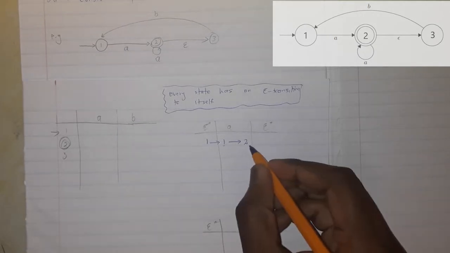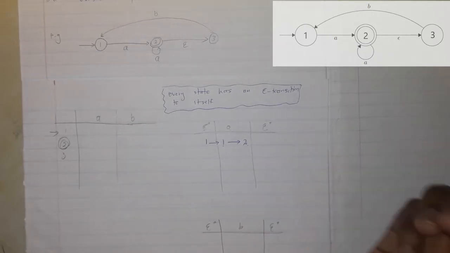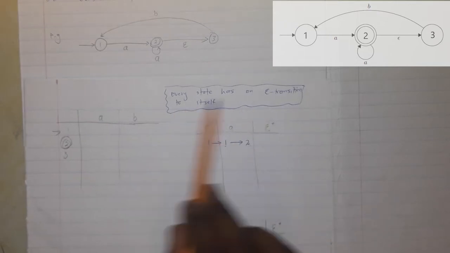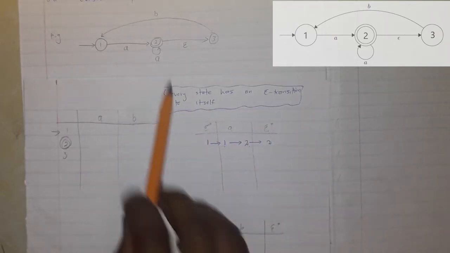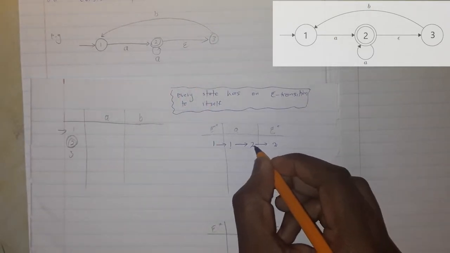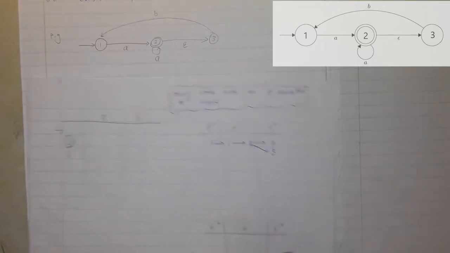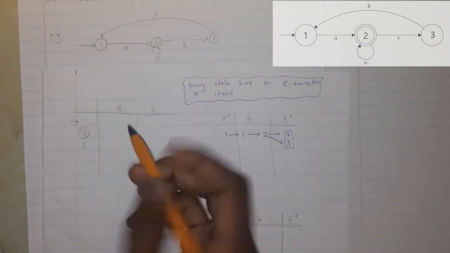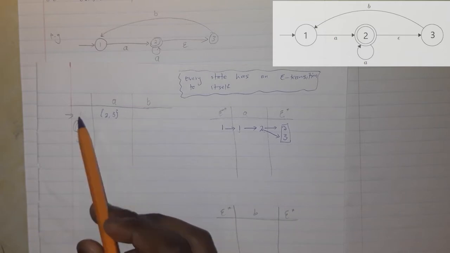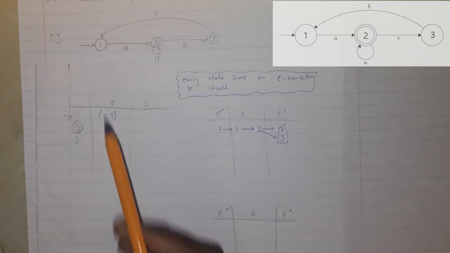And then state number 2 now has an E transition to where? State number 2 has an E transition. Remember this rule. State number 2 has an E transition to itself. It also has an E transition to 3. So it goes to itself and then goes to 3. We're going to take these 2 states right here and then come put them here. So it's going to be a set of states 1 goes to using the symbol A.